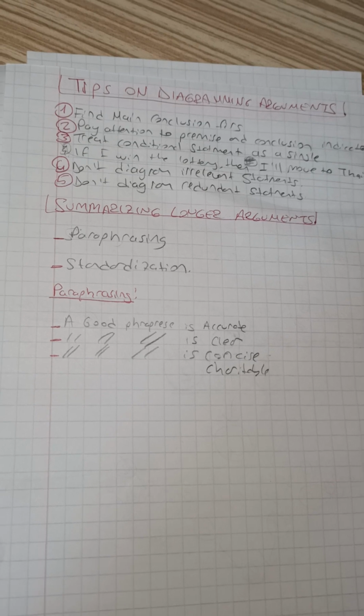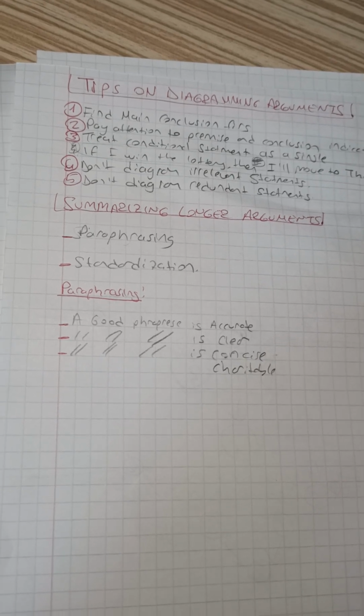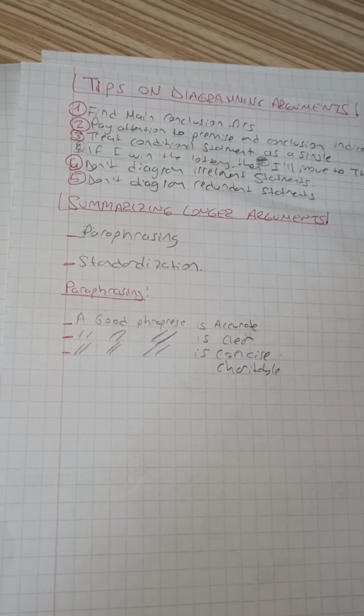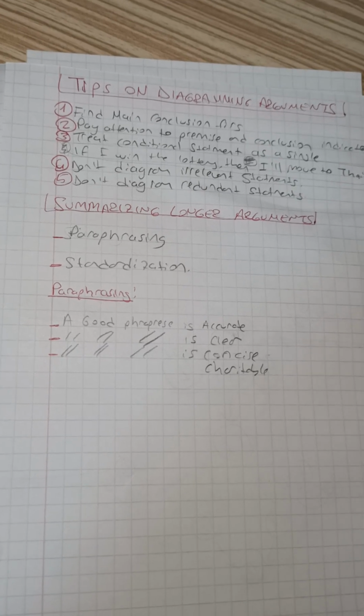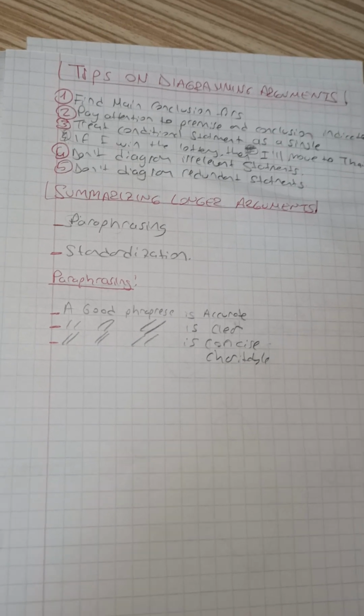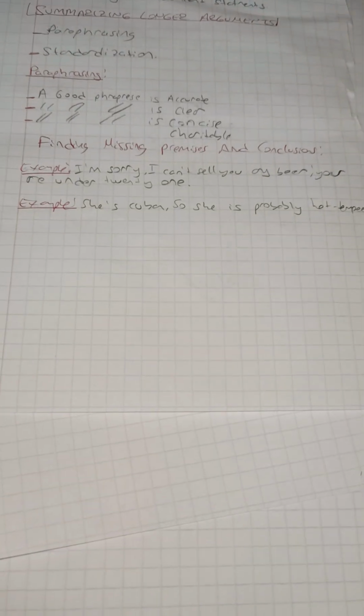For paraphrasing, a good paraphrase is accurate, and also a good paraphrase is clear and concise, and it should be charitable. And then our other part is finding missing premises and conclusions. In real life, people often leave parts of their argument unstated, and sometimes a premise is left unstated. Here are two good examples to be able to understand better.